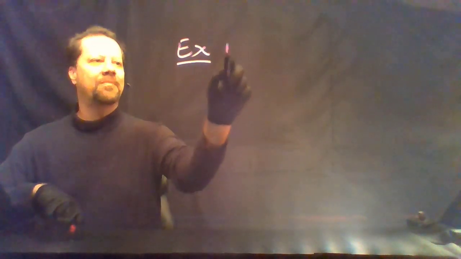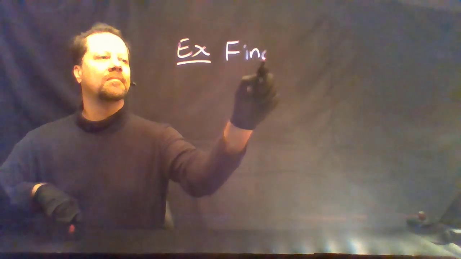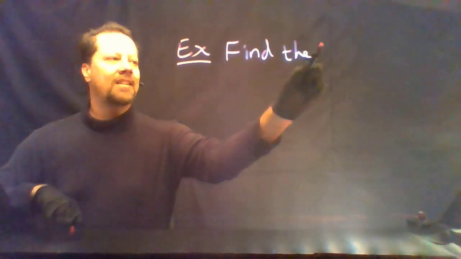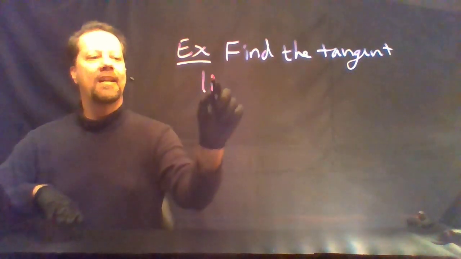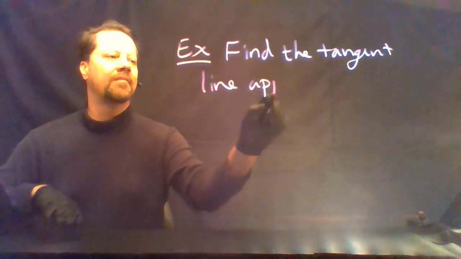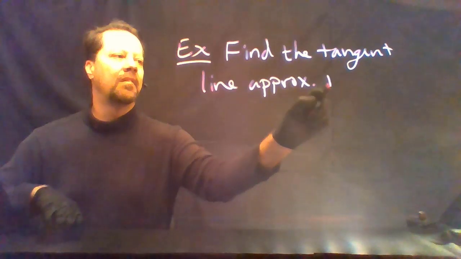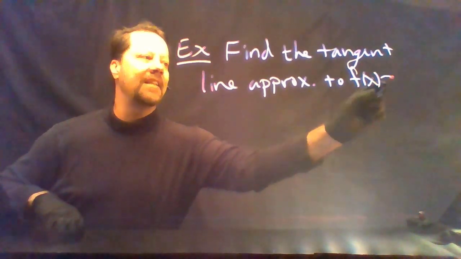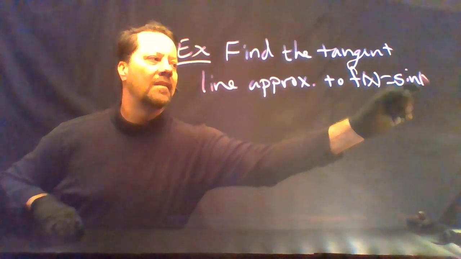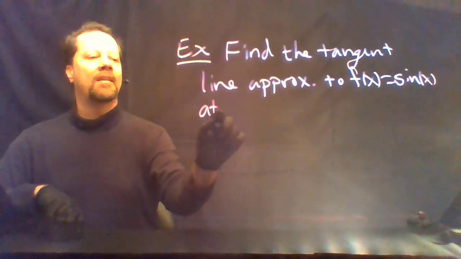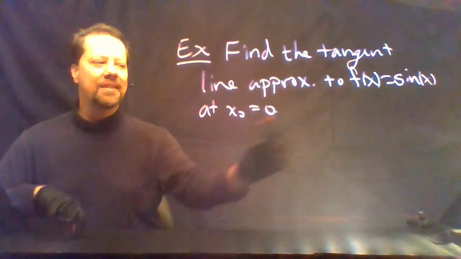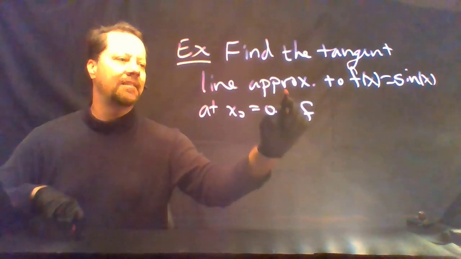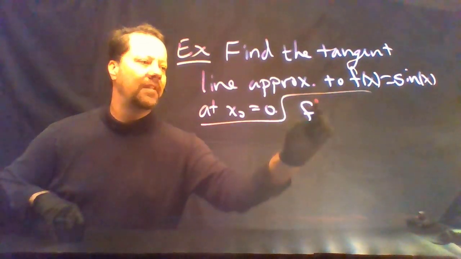As another example, let's find the tangent line approximation to the function f of x equals sine of x at x naught equals 0. To do this, first let's calculate f of 0.